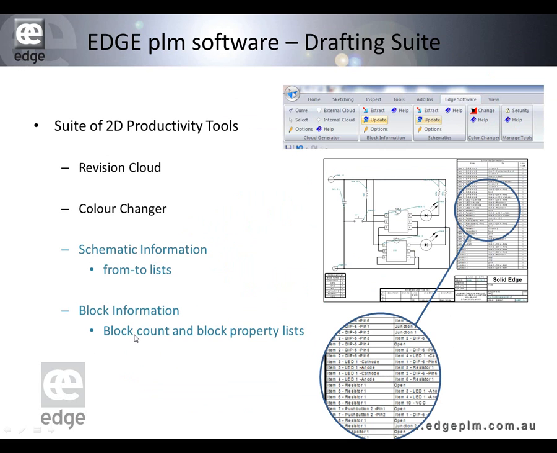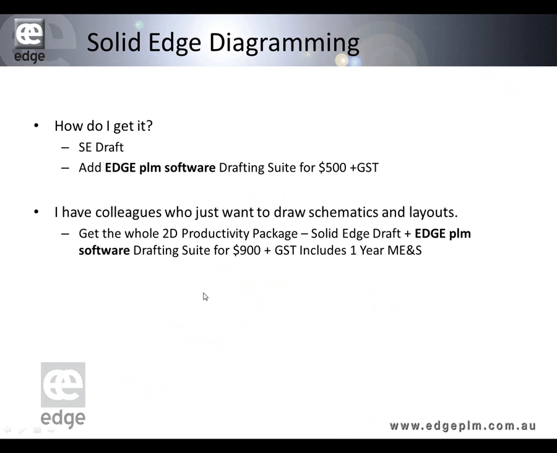So we've seen our schematic lists, our block information. Schematic lists and block information usually get combined. So how do you get it? You've already got it. All of you will have Solid Edge Draft, and you have these fundamental tools in here. You don't have the drafting suite from Edge PLM software, but you have all the tools that you need to create libraries.